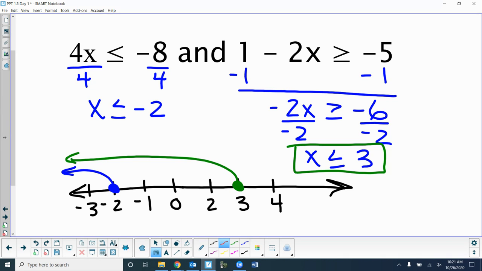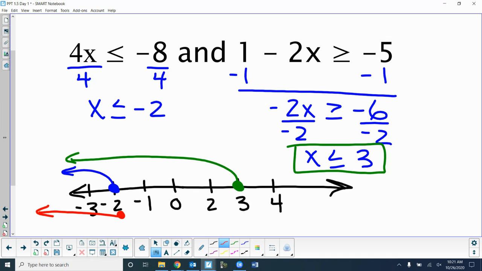From -2 on, right? The correct graph for this, that works in both sets, it's an "and" and is from -2 to the left. So basically the blue one, too, they're the same. So when it's an "and," it's got to work for both. When it's an "or," it only has to work for one or the other.